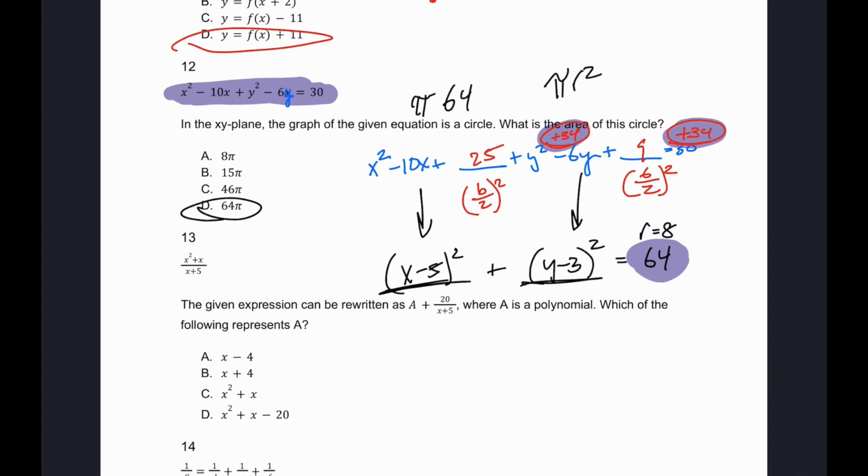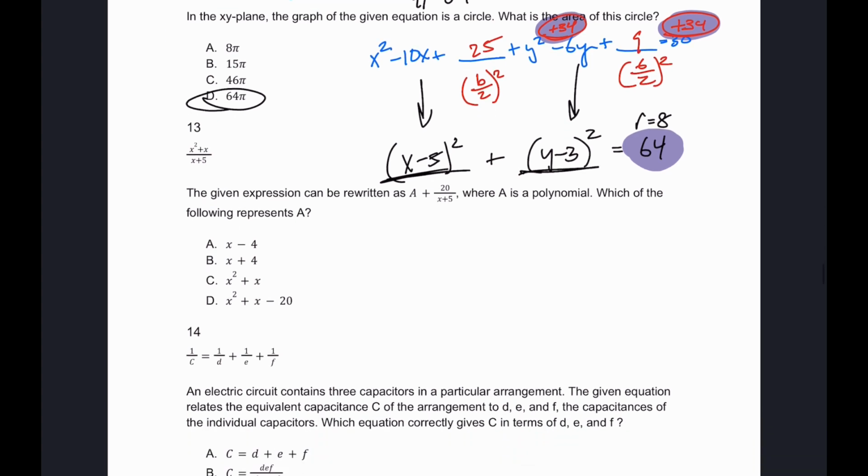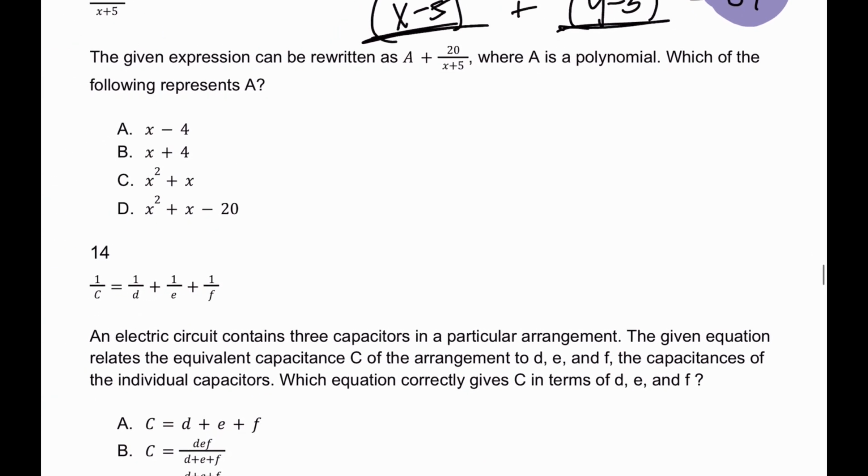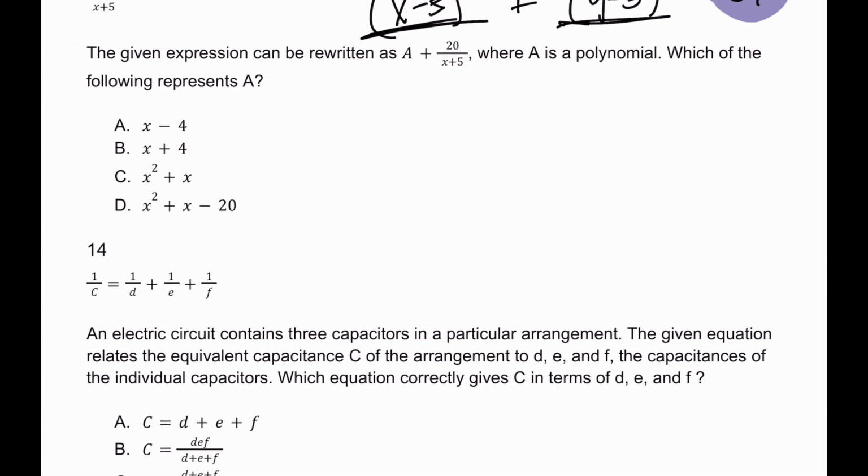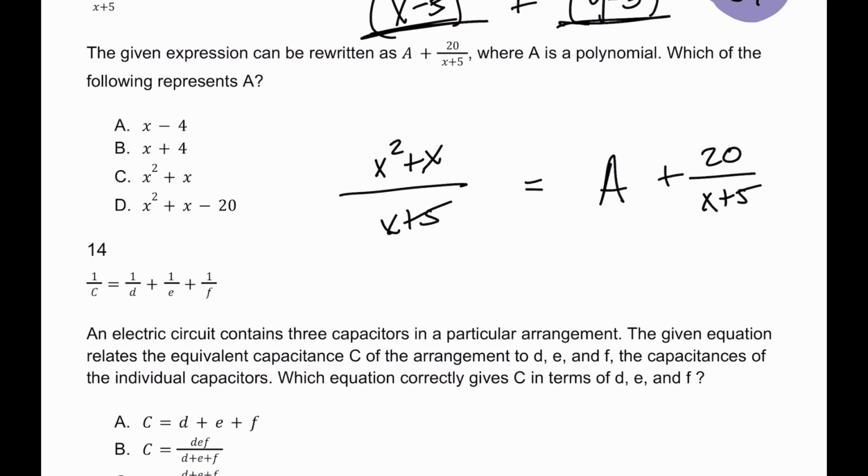Come on down here for number 13. Number 13 looks kind of weird. The given expression can be rewritten as a plus 20 over x plus 5, where a is a polynomial. Which of the following represents a? Interesting. Well, I think I'm probably going to end up using answer choices here, but x squared plus x all over x plus 5 equals a plus 20 over x plus 5.